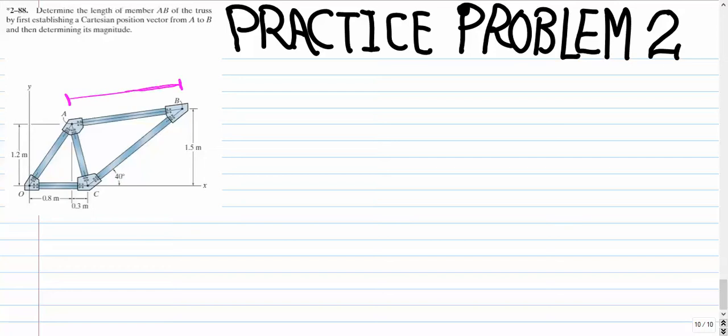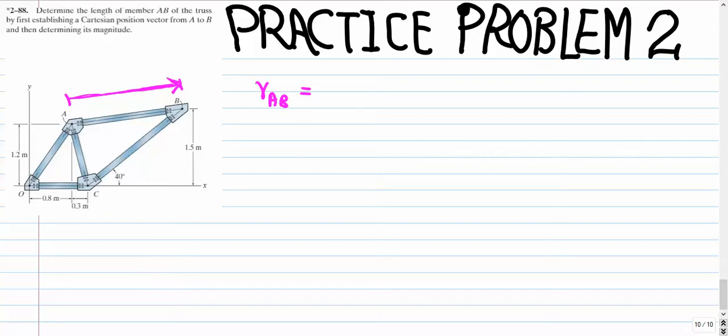Now they have given us the procedure, the way to do it, and that is they want us to first find the Cartesian form of this vector from A to B. After we have done that, they want us to find its magnitude. So we can find the Cartesian vector for this length vector from A to B by finding the length components along the x and y direction.